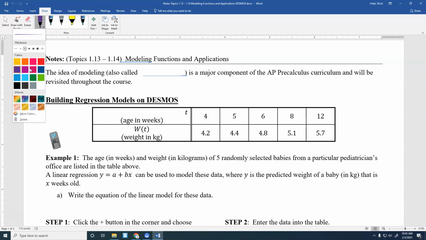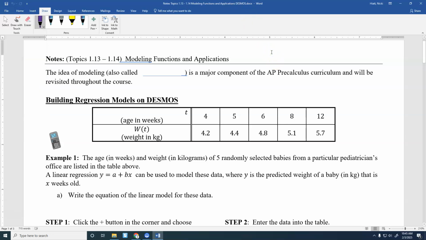All right, so the idea of modeling is also called regression. And it's a major component of AP Calculus curriculum that we'll revisit throughout the course. So today we're going to be looking at polynomial models. We will definitely use this on trig models as well. So I know for sure we do those too. I can't remember if there's another one that's in there.